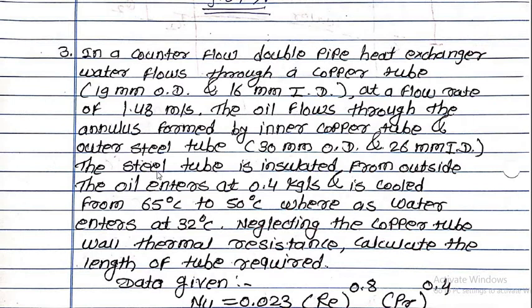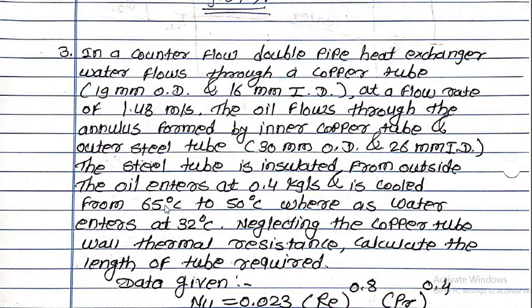Okay, and the steel tube is insulated from outside. So the larger tube is a steel tube and it is insulated from the outside. There is no heat loss to the surrounding from the outer surface. So it is completely insulated. The oil enters at 0.4 kg per second. So the mass flow rate of oil through that particular steel tube is provided as 0.4 kg per second, and it is cooled from 65 degrees Celsius to 50 degrees Celsius.